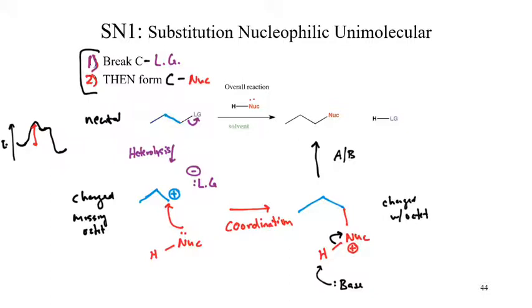Okay, why does that become important? Well, my rate will now be equal to my rate constant for this reaction, and it's only going to be concerned about step one, the heterolysis. The coordination is going to happen incredibly fast, so I can effectively ignore it. And really all I need to worry about is that heterolysis step.